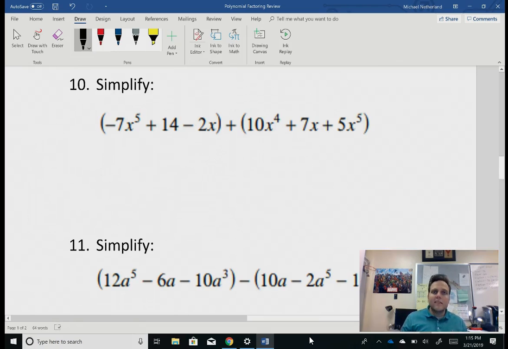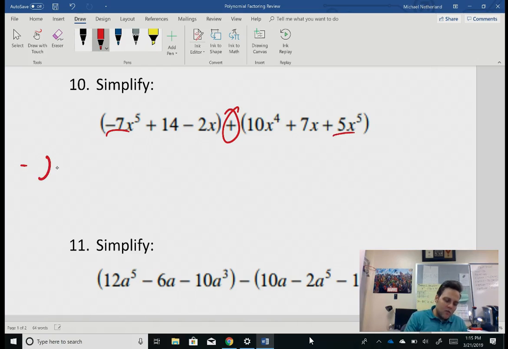Moving on. Number 10 says simplify. And what's going on in between these two? I'm adding. So all I'm trying to do is add like terms. Negative 7x to the fifth plus 5x to the fifth. It's just negative 2x to the fifth. Okay? And then there are no other x's to the fourth. I like to go in descending order on powers. So then I'd say plus 10x to the fourth.